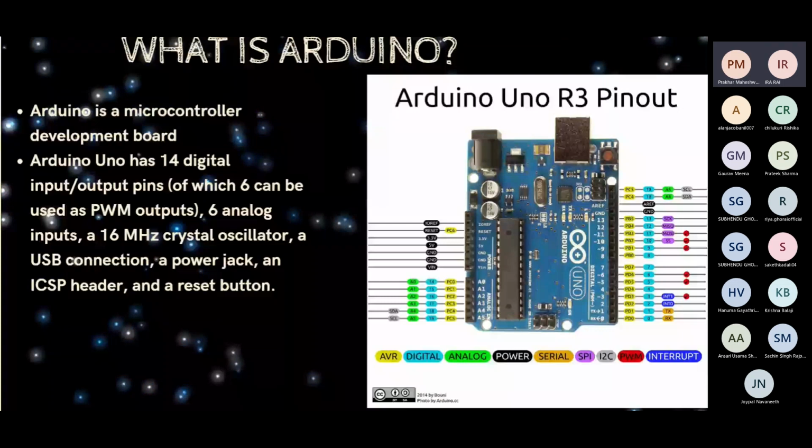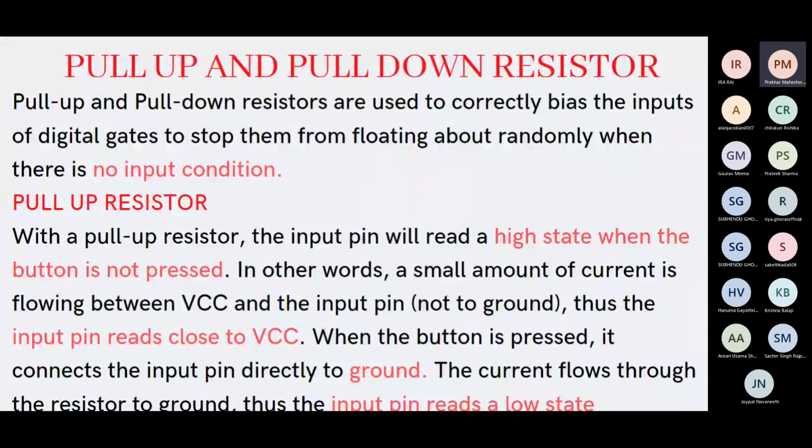Next we have pull-up and pull-down resistors. When our pins are not connected either to the ground or to any voltage, what is the state of that pin? It is neither high nor low. So what's the state of that pin in that case? That state is the floating state of the pin.